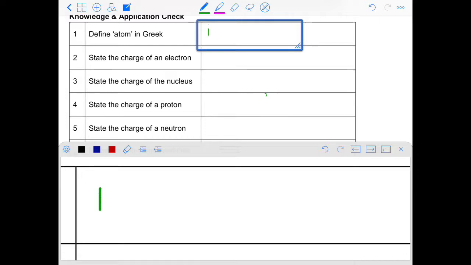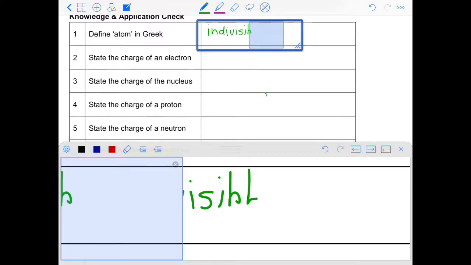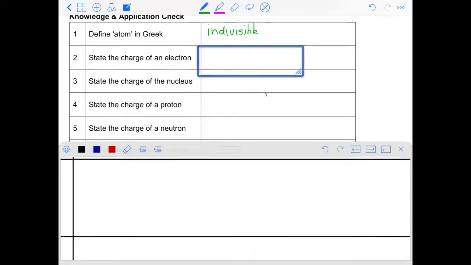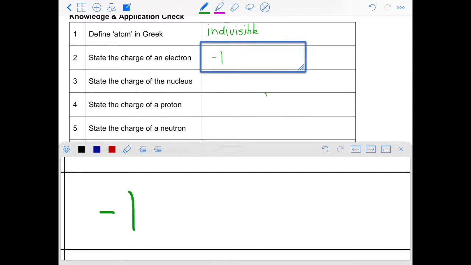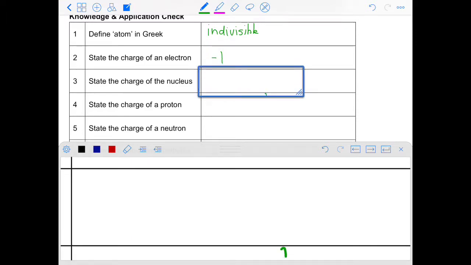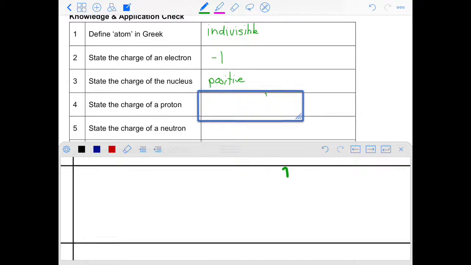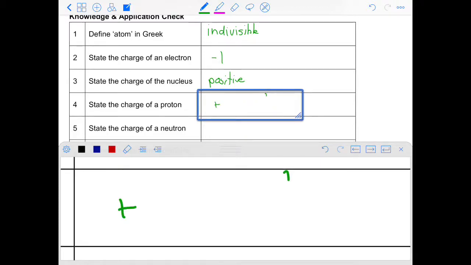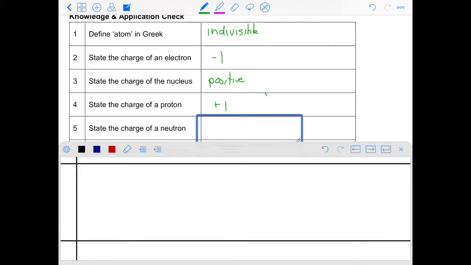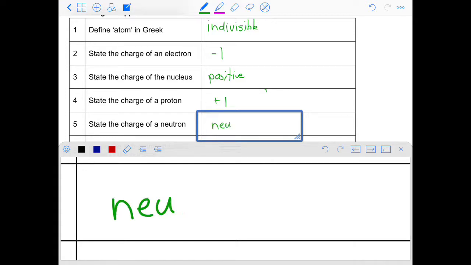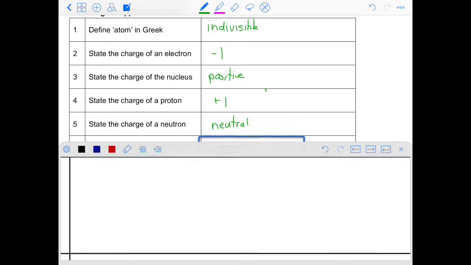It means indivisible or cannot be divided. The charge of an electron is -1. The charge on the nucleus is positive. And again, we have no number for the charge on the nucleus because as we've seen this lesson, we can have different numbers of protons in the nucleus. The charge on a proton is +1. The charge on a neutron is neutral or no charge.